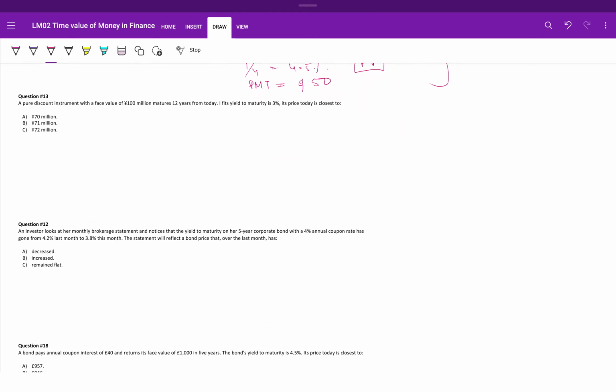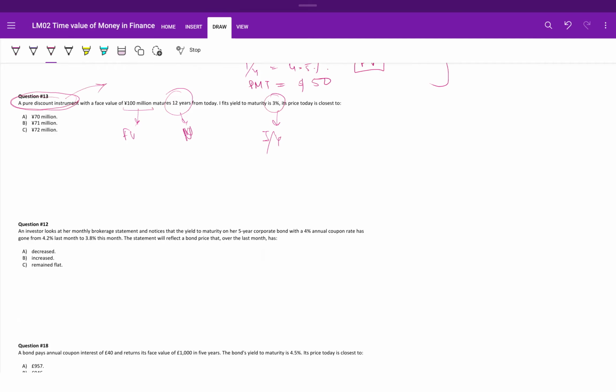Question number 13: a pure discount instrument with a face value of 100 million matures 12 years from now. This is our N. This is our future value from today. If its yield to maturity is 3%, that's our I/Y. Here there is no payment, no PMT, and the reason for no PMT is that it's a pure discount bond.